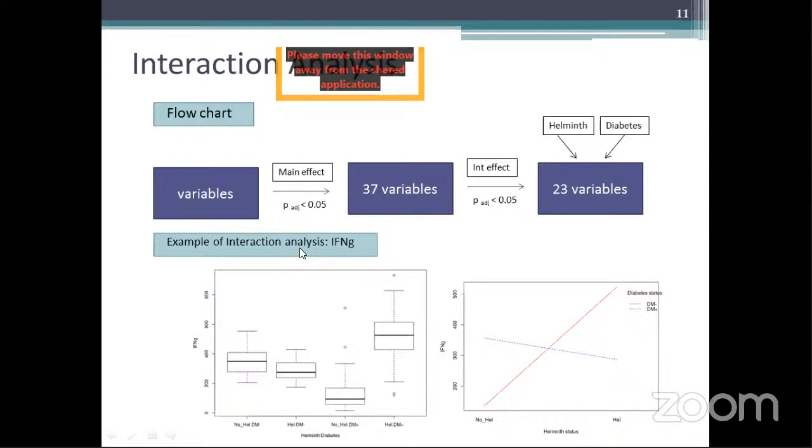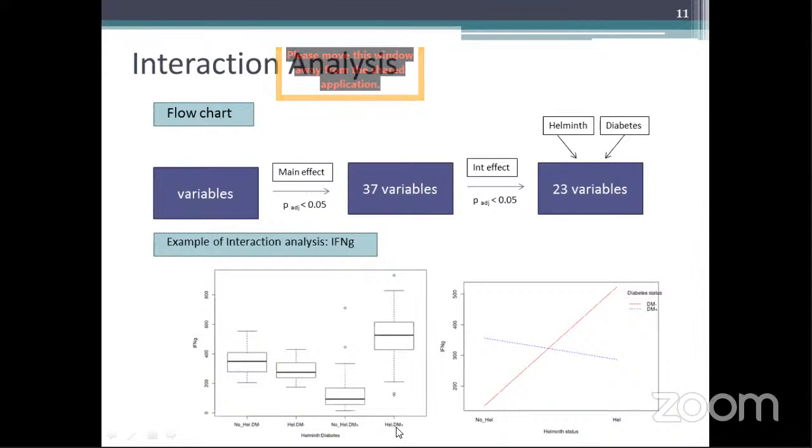Below here is an example for one of the variables that was found in the interaction effect, which is interferon gamma or IFNG. Here we have a box plot and an interaction plot. From the box plot, we can see different combinations of information regarding diabetes and Helminth: for example, no Helminth and diabetes minus, Helminth and diabetes minus, no Helminth and diabetes plus, and Helminth and diabetes plus.